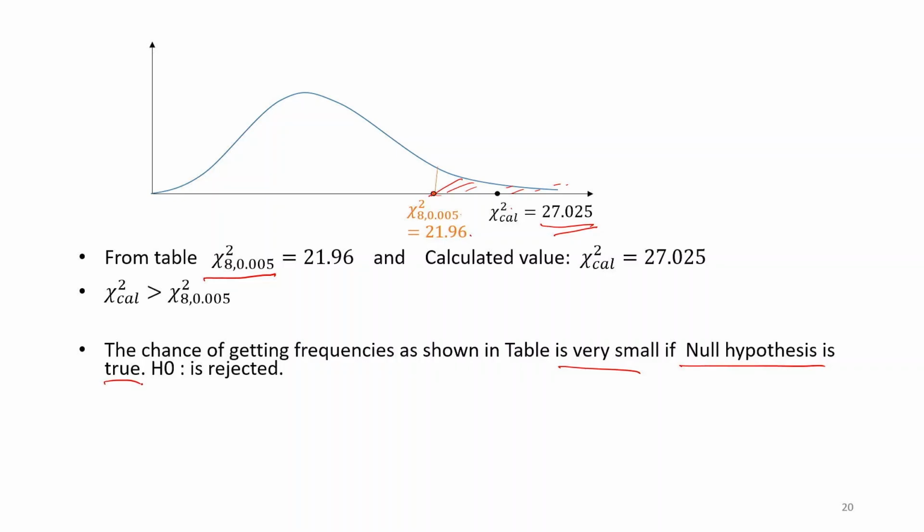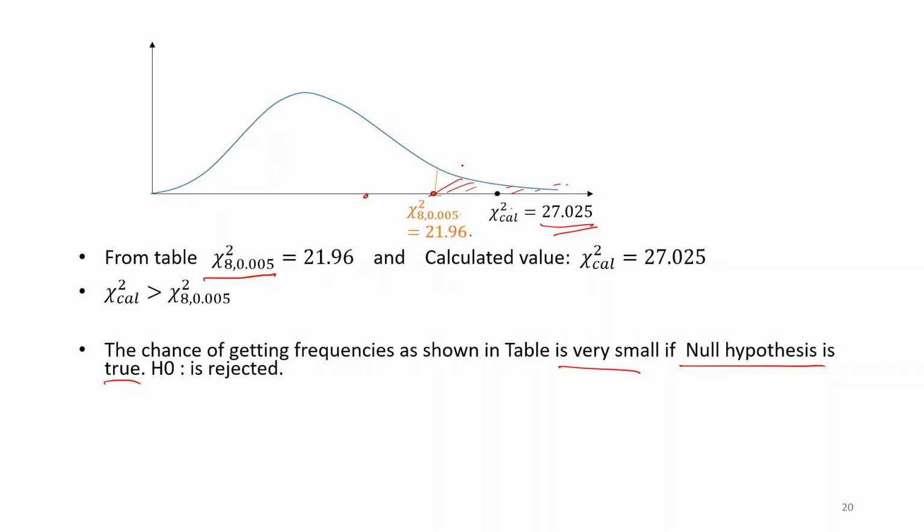And therefore we have to reject the null hypothesis. We will accept the alternative hypothesis because the value indicated by this black dot is far away from here. Hence we will conclude that H0 cannot be true. Had it come somewhere this side, we could have said that H0 is true.